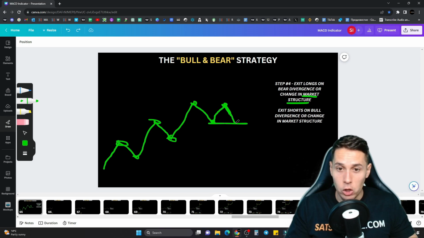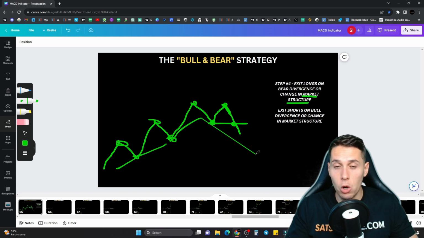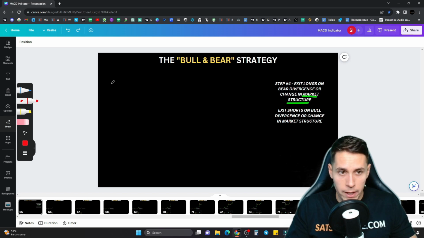However, if price goes down and breaks below this low right here, then this is a change in market structure and you wanna exit your long trade, because this thing now is very likely to continue going down. Okay, that's for the long trades. What about the short trades? Well, for short trades it's the opposite.